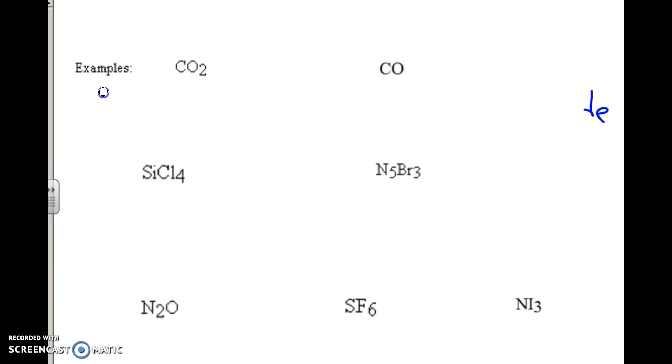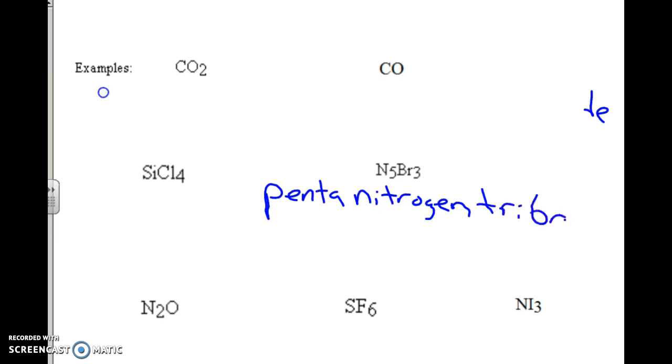N5Br3. Here we have 5 nitrogens, so that's penta. It's nitrogen, so I call it pentanitrogen. There's 3 bromides, tri, and then it's bromide. Pause the video and try SF6 next.